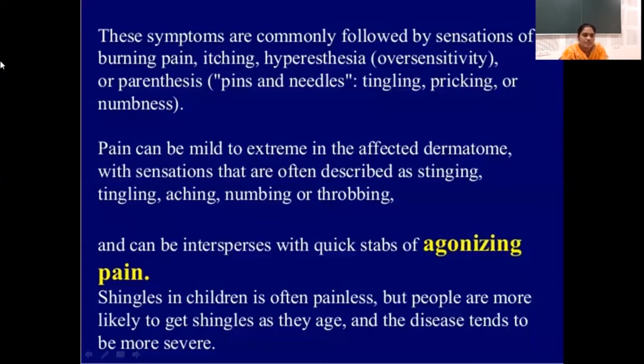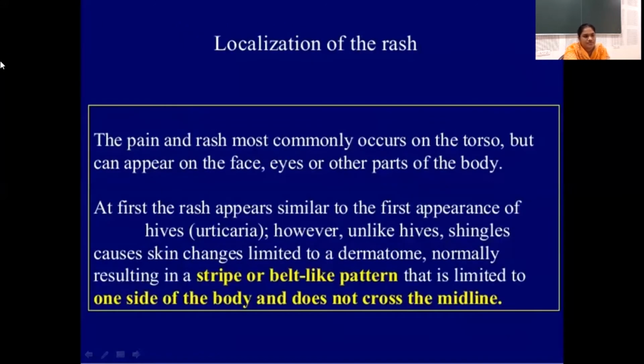Usually, if herpes zoster occurs in children, it is often painless, but people are more likely to get herpes at around the sixth decade of age. During that time, the disease tends to be more severe. The rash and pain most commonly occur on the torso, but can appear on the face, eyes, and other parts of the body.